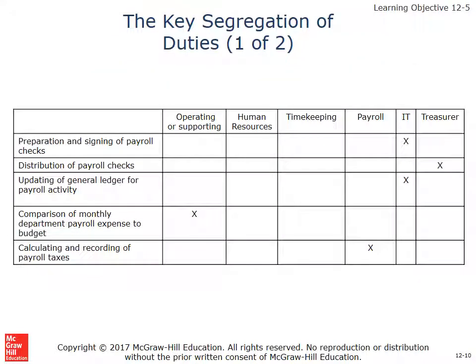Continuing, preparation and signing of the payrolls should be done by the IT, but distribution should be done by the treasurer, someone separate. Updating the general ledger will happen within IT. Doing some comparison between actual and budget will be done by the managers of each department.